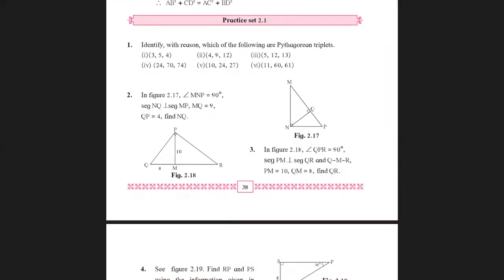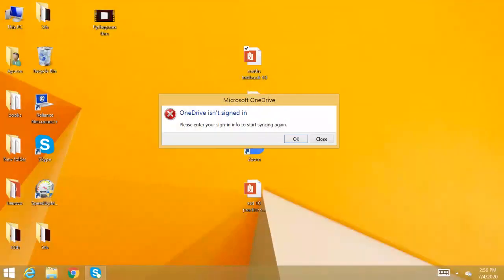Hello children. We now start with exercise 2.1. Question number 1. Identify with reason which of the following are Pythagorean triplets. First question 3, 5, 4. I have done few questions for you.